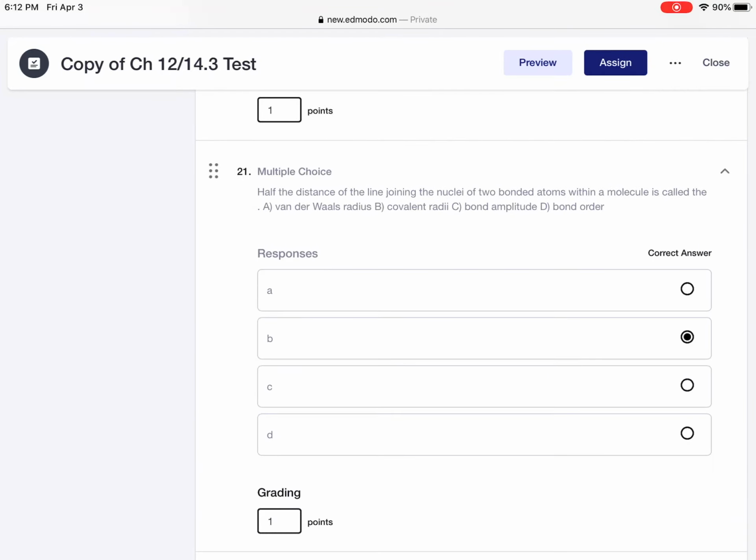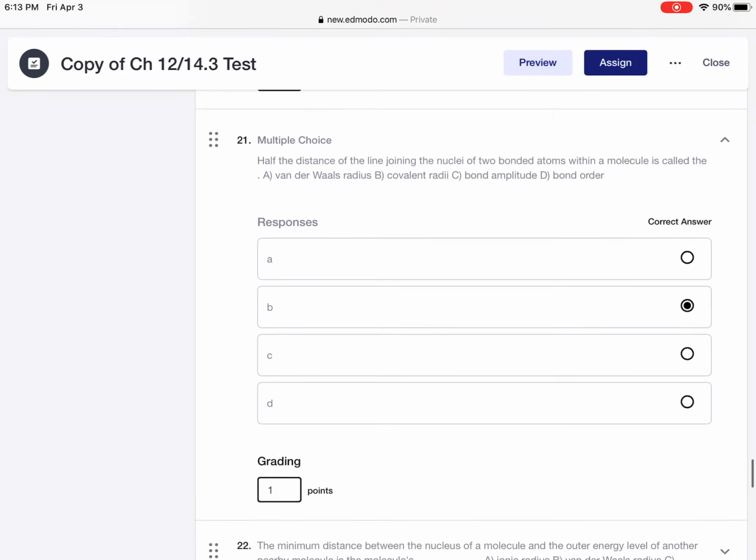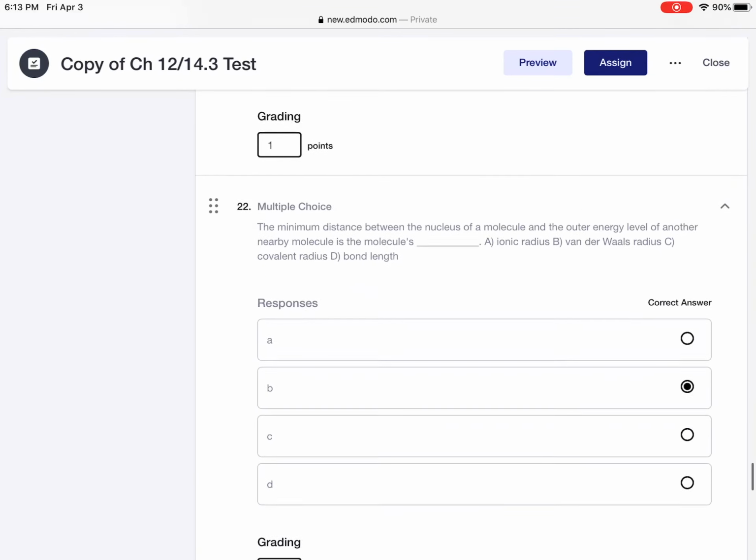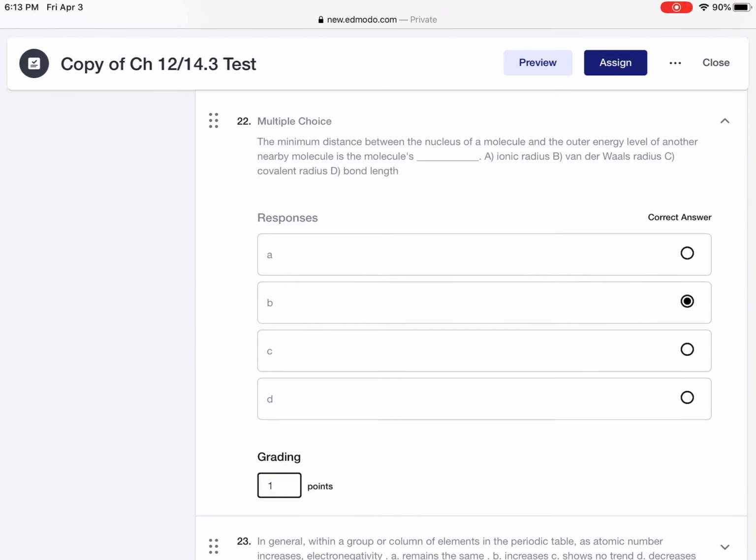Half the distance, so radii, right, is the line joining the nuclei of two bonded atoms within a molecule. Okay, so it's within the molecule, not between molecules. If it was between, it would have been answer A, van der Waals. But it's B, covalent radii, because it's within the molecule. Number 22, minimum distance between the nuclei is the bond length.